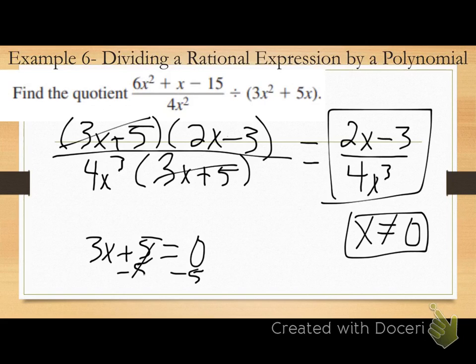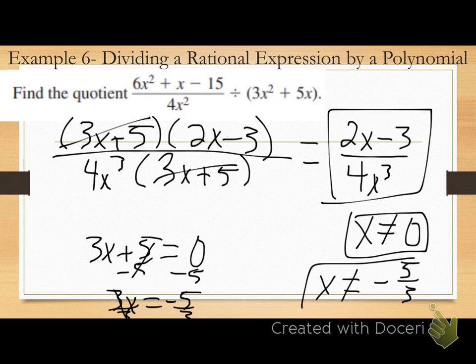3x plus 5 equals 0. Subtract 5 from both sides. I get 3x equals negative 5. Divide by 3. So x cannot equal negative 5/3 either.